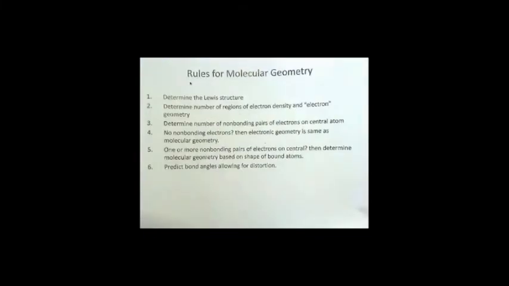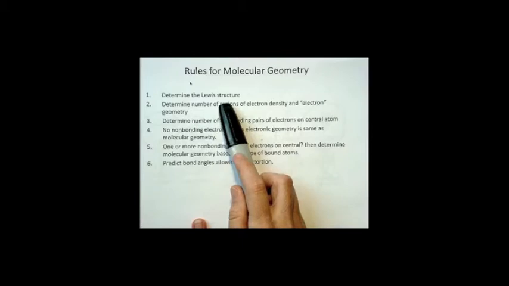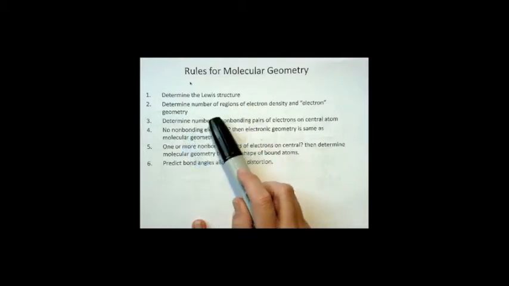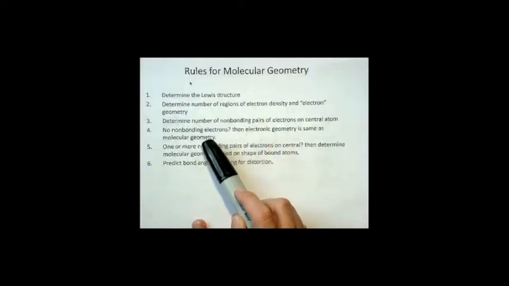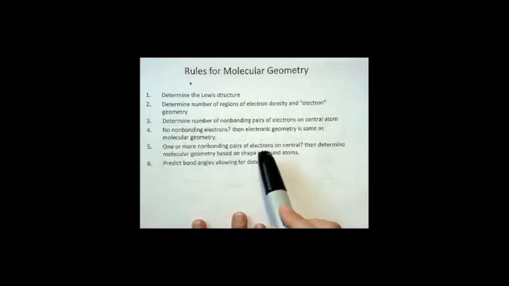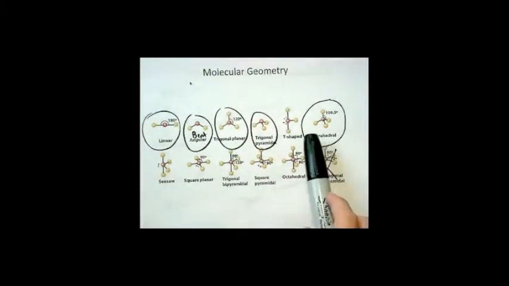Okay? And also I just want to throw these rules up there too. The rules for determining the molecular geometry are slightly different than the electronic geometry. In both cases, you need to determine the Lewis structure first. If you get the Lewis structure wrong, you get the whole thing wrong. In both cases, you need to determine the number of regions of electron density, which will give you the electronic geometry, in other words, the domains. Once you figure that out, you determine the number of non-bonding pairs of electrons on the central atom. If there's no non-bonding, then the electronic geometry is the same as the molecular geometry. If there's one or more non-bonding pairs of electrons, then you determine the molecular geometry based on the shape of the atoms. And that's what I gave you back here. You could have angular, and the electronic trigonal planar or tetrahedral, or you can have trigonal pyramidal, and it's got one non-bonding pair, and it was tetrahedral. Okay?